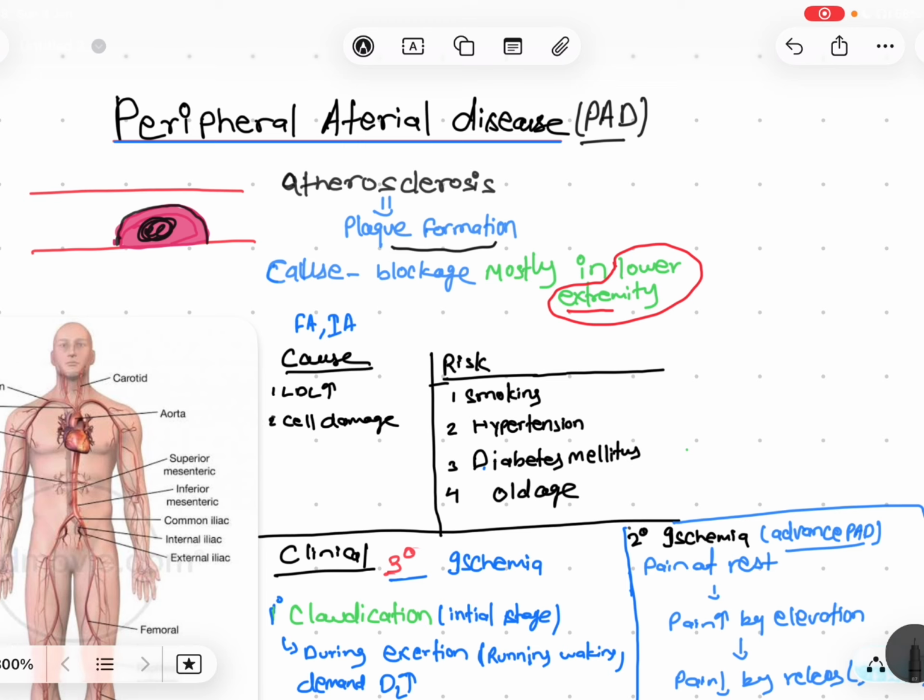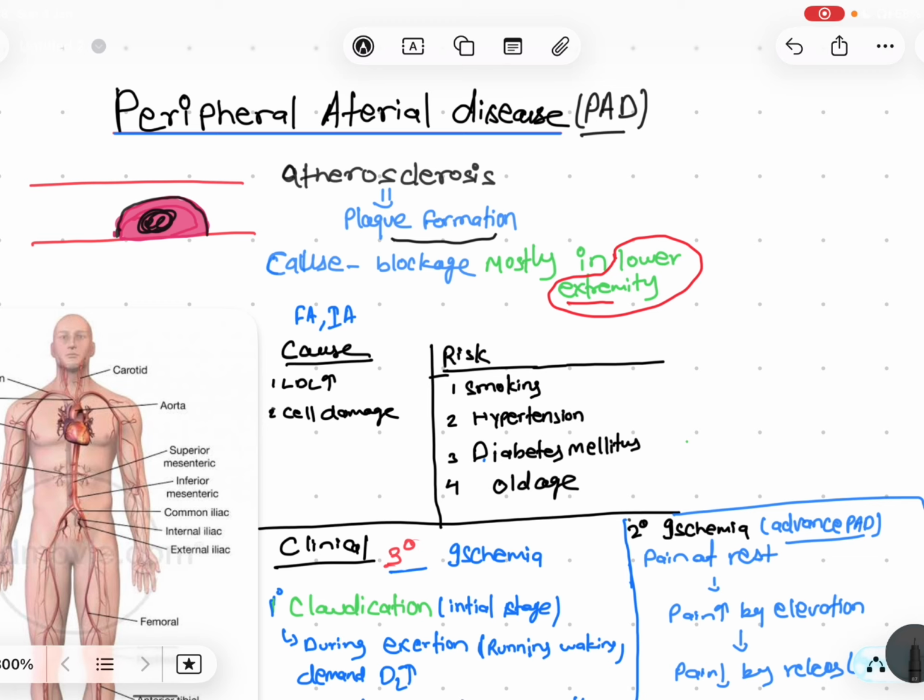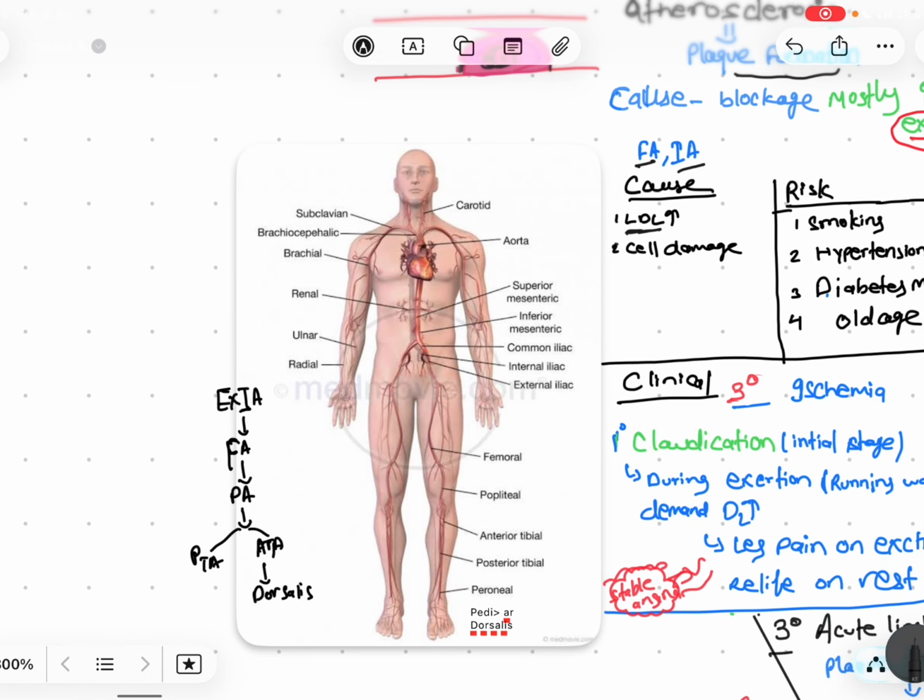Plaque is basically low density lipids. We can see low density lipid, LDL, causes it. It happens mostly in the lower extremities, meaning the lower limb, for example the femoral artery, iliac artery, anything. Let me show you.